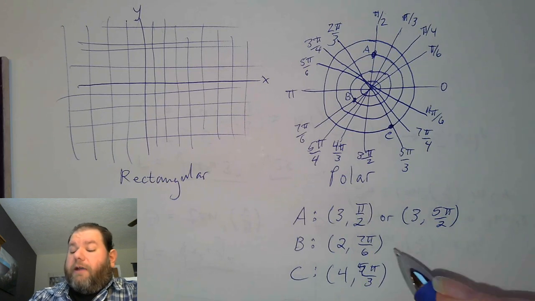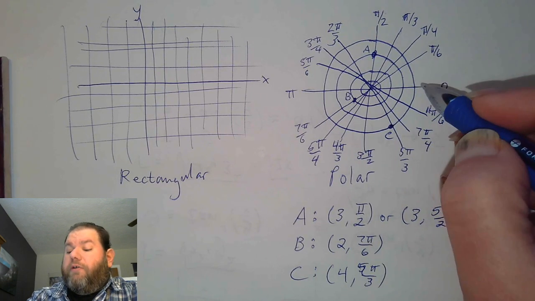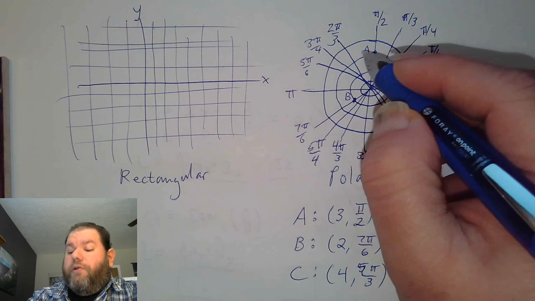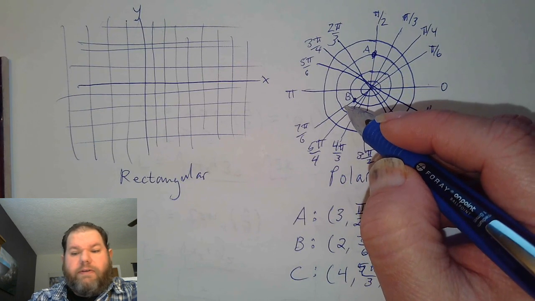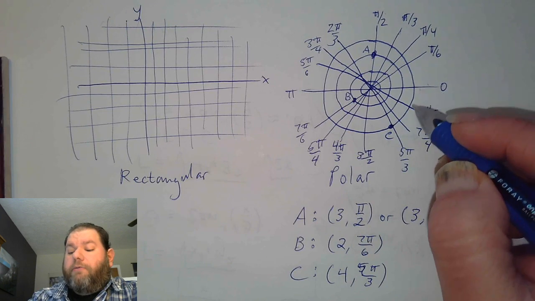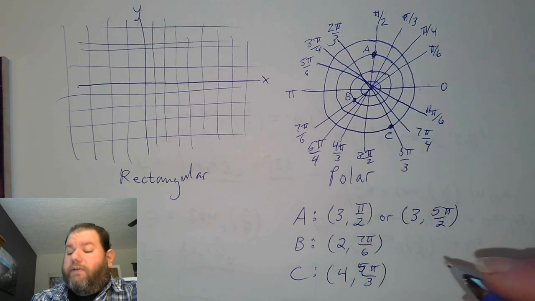We could also go backwards. So like point B, if we start from 0, go forward to point B, that's positive 7 pi over 6 radians. But if we go backwards to point B, that's negative 5 pi over 6 radians.